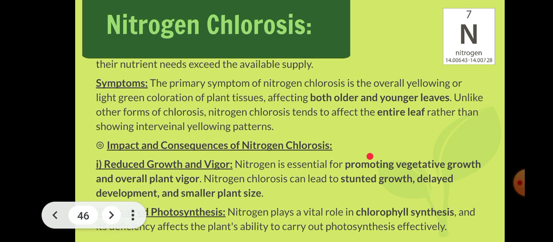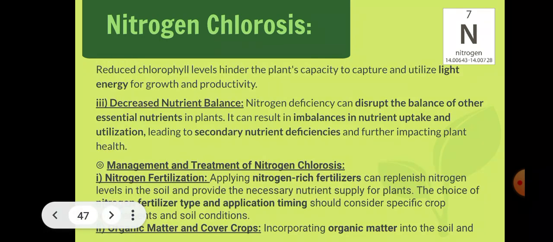The first one is reduced growth and vigor. Nitrogen is essential for promoting vegetative growth and overall plant vigor. Nitrogen chlorosis can also lead to stunted growth, delayed development, and smaller plant size. The third one is impaired photosynthesis. Nitrogen has a very important role in chlorophyll synthesis, and when it is deficient, it can affect the plant's ability to carry out photosynthesis effectively.